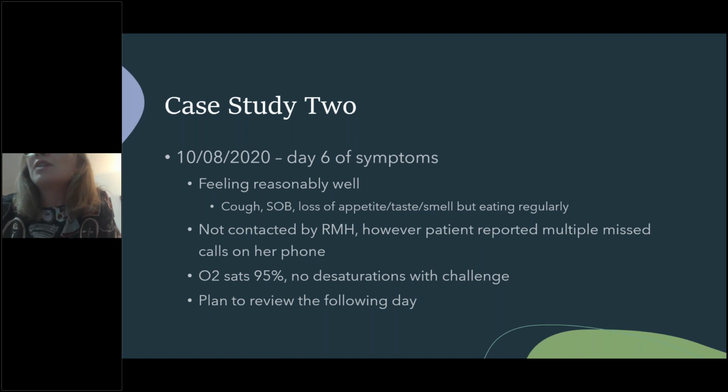Royal Melbourne hadn't been in touch with her, but that morning the patient had said she had all these missed calls on her phone yesterday. So I did reinforce that it's important to answer your phone even if it's an unknown caller. She was saturating 95%, and she wasn't desaturating with any challenge. So the plan was to review her the next day.